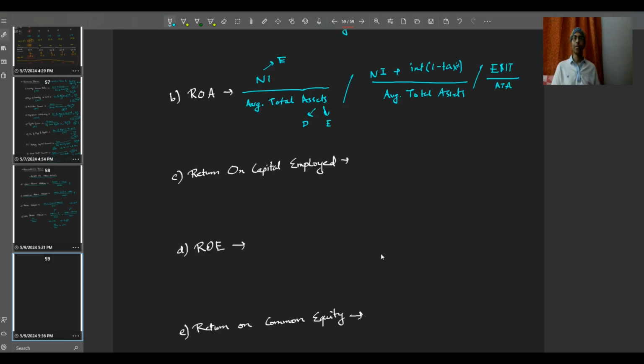Return on capital employed. This is earnings before interest and taxes divided by interest bearing debt plus average total equity. This basically means short term interest bearing debt and long term interest bearing debt, and this is the average total equity.